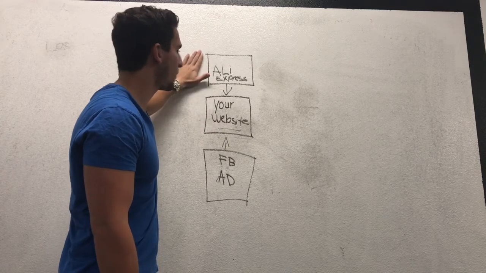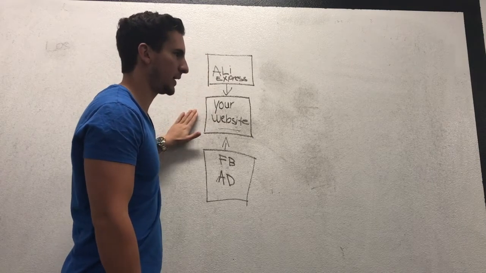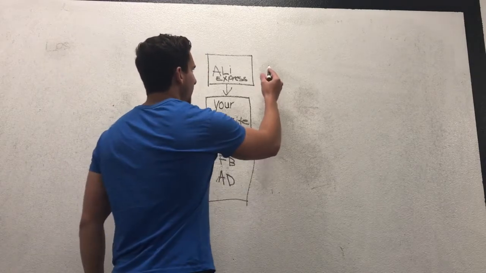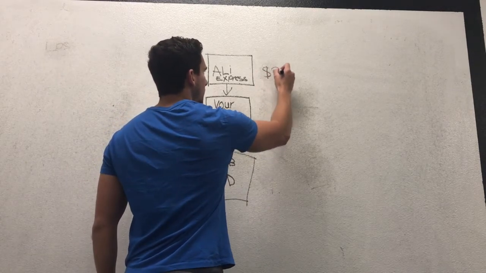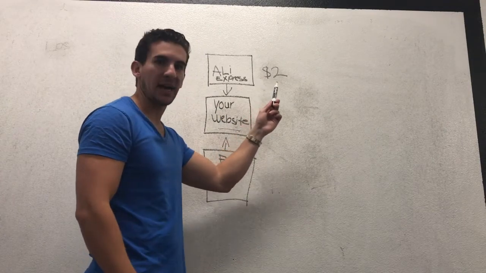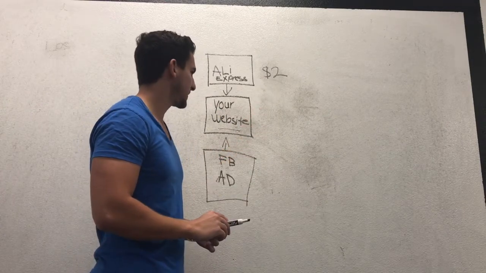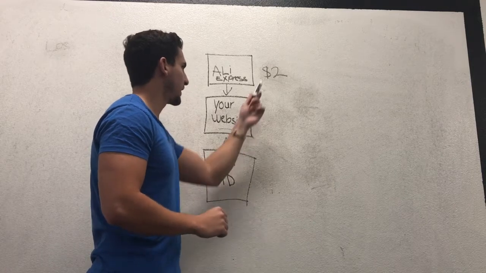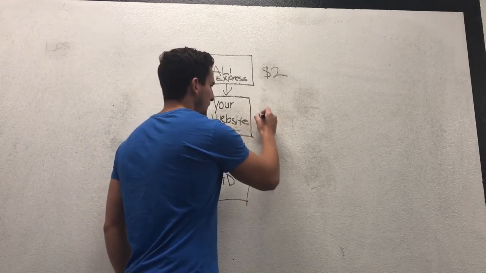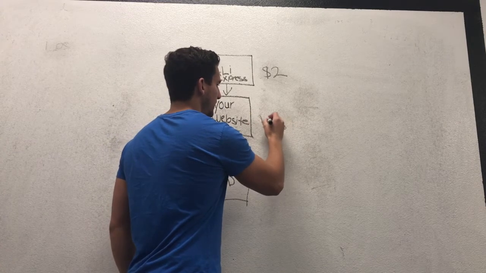So you're gonna find iPhone cases on AliExpress and list them on your website. So let's say you can get a nice iPhone case for $2 on AliExpress, and you're gonna drop ship that to your customer. So what happens is, on your website, you're gonna sell that $2 case for $20.